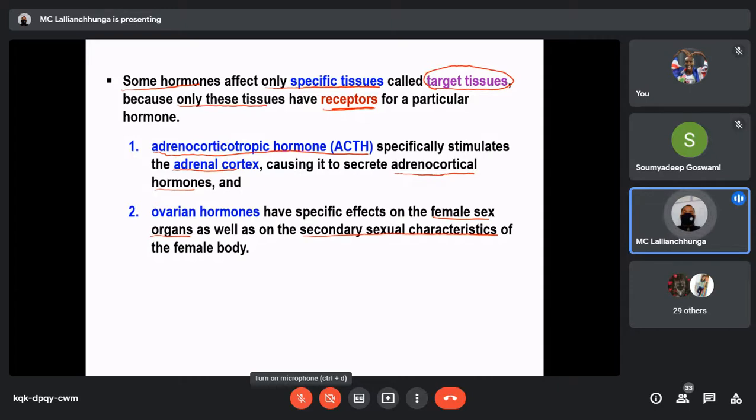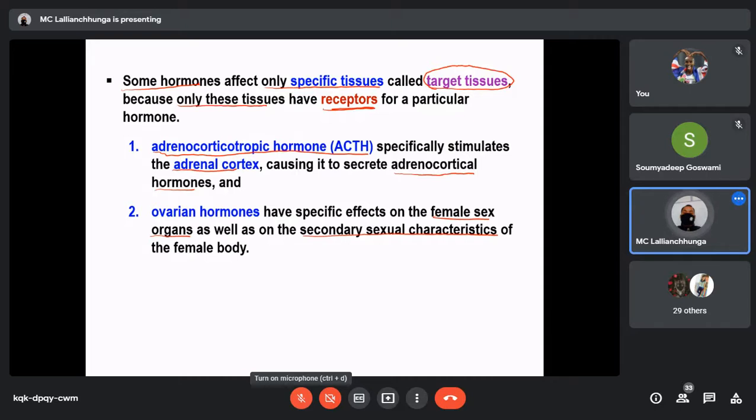Another example, in case of male, there are so many examples. We know the hormones of the testes, let's say testosterone. Testosterone is very important for the development of the sexual organs in case of male. And just like ovarian hormones, they are also causing secondary sexual characteristics of the male body. In case of human beings, we all know that at the time of adolescence there will be a change in the voice, or growth of the pubic hair.